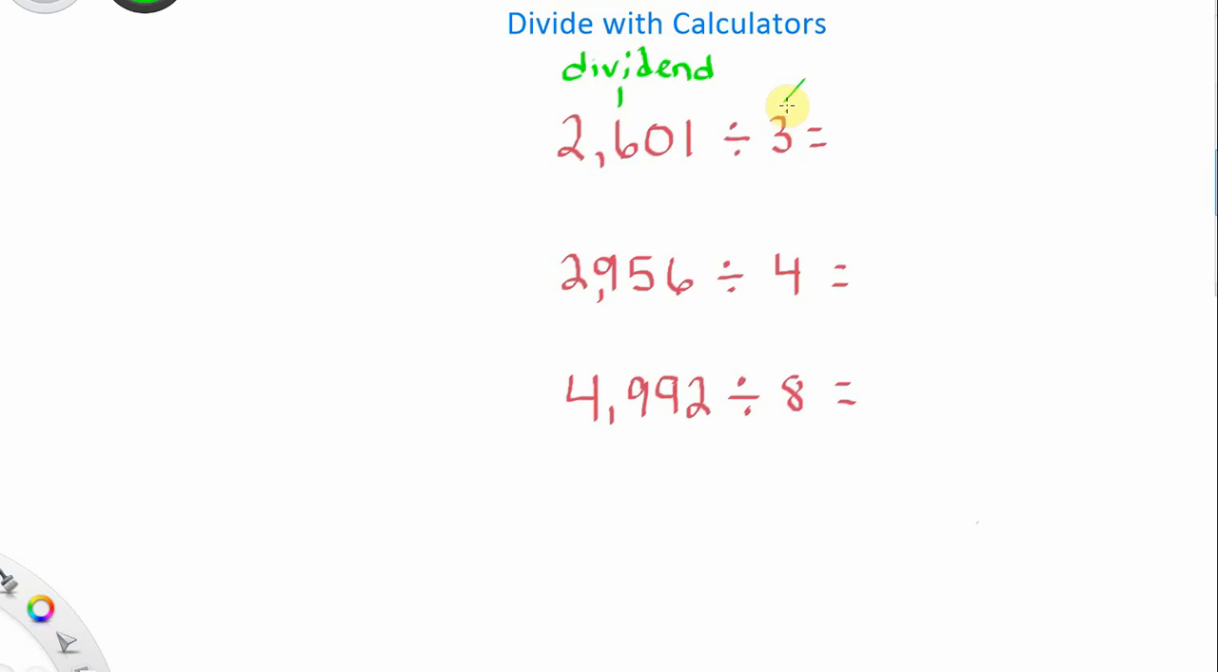And then you divide by something, and that number that you divide by is called your divisor. And so that's the one that is kind of doing the dividing. It's taking your whole, which is the dividend, and then breaking it up. And then you have an answer. We're going to look at what that answer is in a second, but your answer is called the quotient. All right, so I just wanted to quickly review those terms with you.